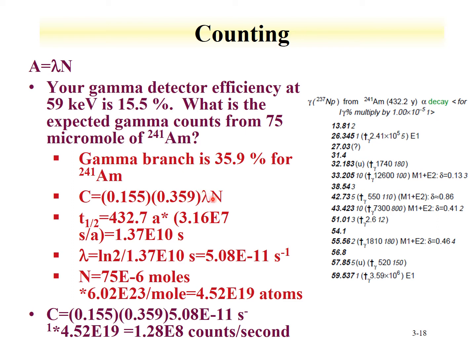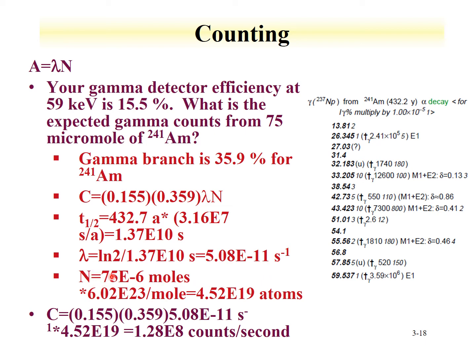Then I use my lambda N. That's equal to my counts. I put in my half-life. I get so many seconds per year. I get the seconds because remember I said the half-life needs to be in the same unit. It's given to you in years. I need to convert it to seconds. I use this half-life in seconds to get the decay constant.